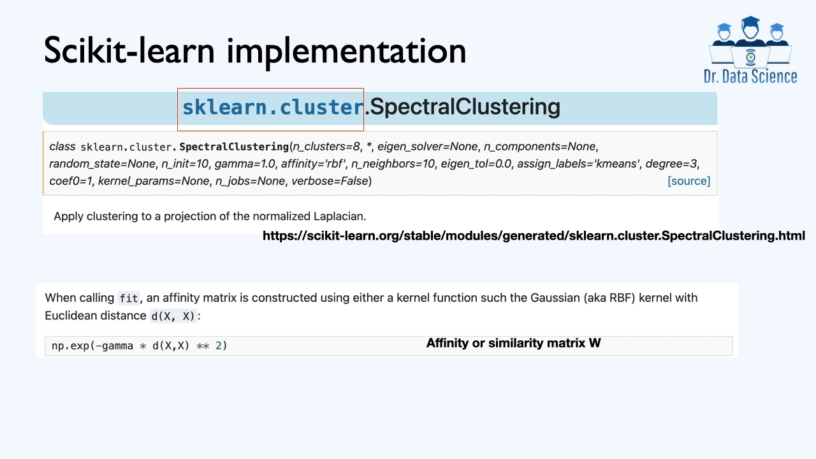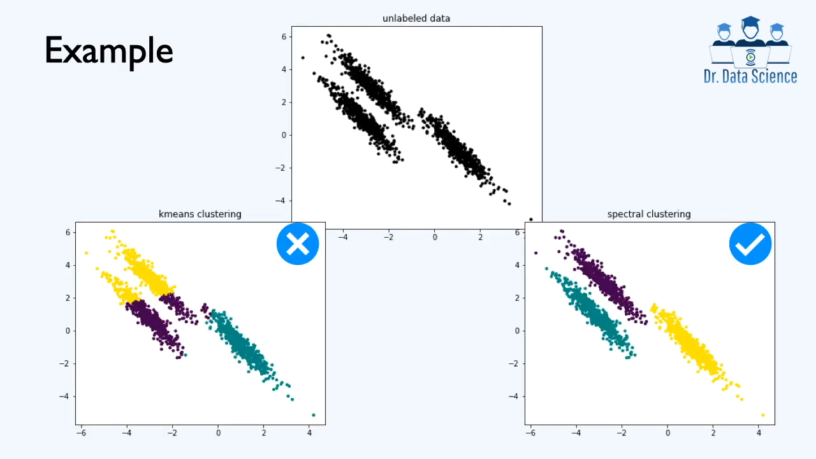So for more information, you can visit the documentation page, and I will explain these input parameters in more detail in a future video. However, for this video, we want to compare spectral clustering with k-means clustering. So here on the top row, we have the unlabeled data. This is the data without any labels, and we would like to find 3 clusters.